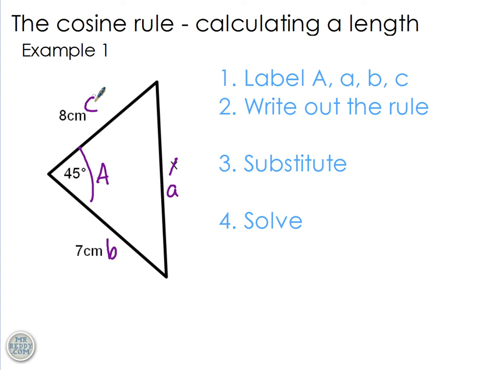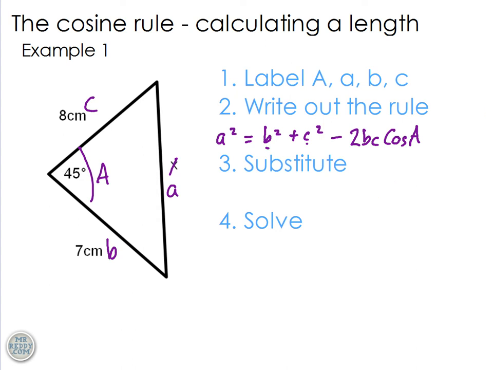Let's keep it like that now that I've got it there. Okay, step number 2, write out the rule. A squared equals b squared plus c squared, take away, remember what I said, these two letters here, 2bc, cos, which letter? The one that you're trying to find the length of, A. Okay, just sort of slips off the tongue now.